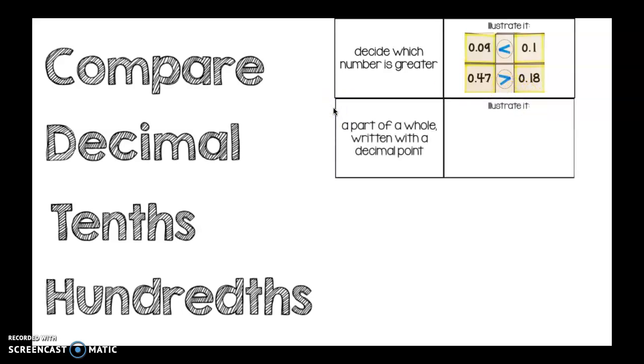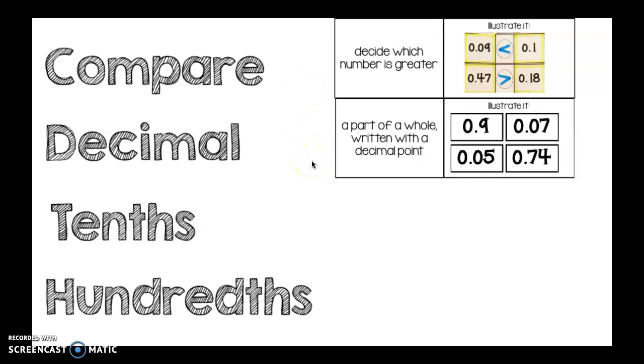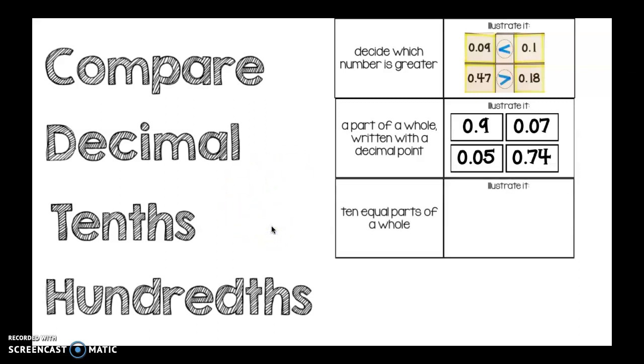Our next word is decimal, a part of a whole written with a decimal point. With my illustration, writing those decimal numbers out. Tenths, 10 equal parts of a whole. You can draw your picture. Here we have it written as a fraction, as a decimal number, and in word form.